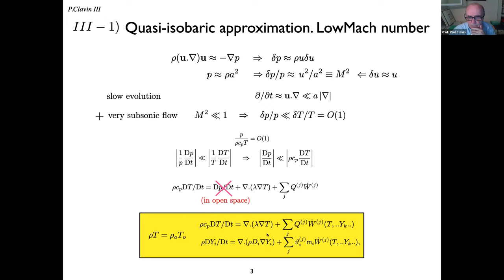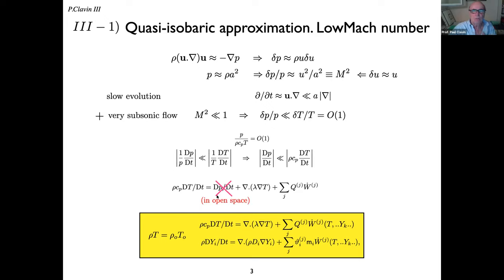The equation of T is reduced to this purely thermal equation, which is quite similar to the conservation equation of the mass of each species. You see the analogy is clear when you look at this form. This is thanks to the fact that the pressure has disappeared from the energy equation. Just a warning: this is valid because the flame propagation speed is much smaller than the speed of sound. So this cannot work for detonation, for example.